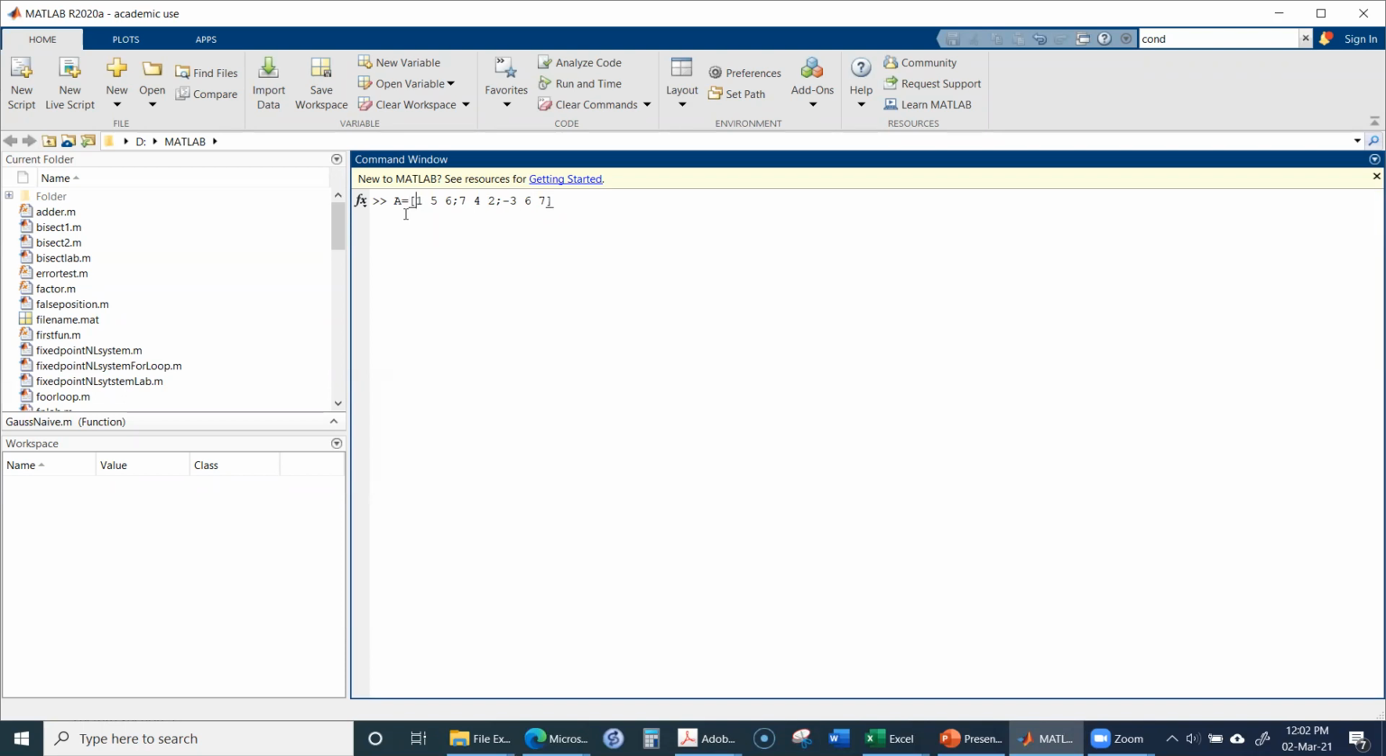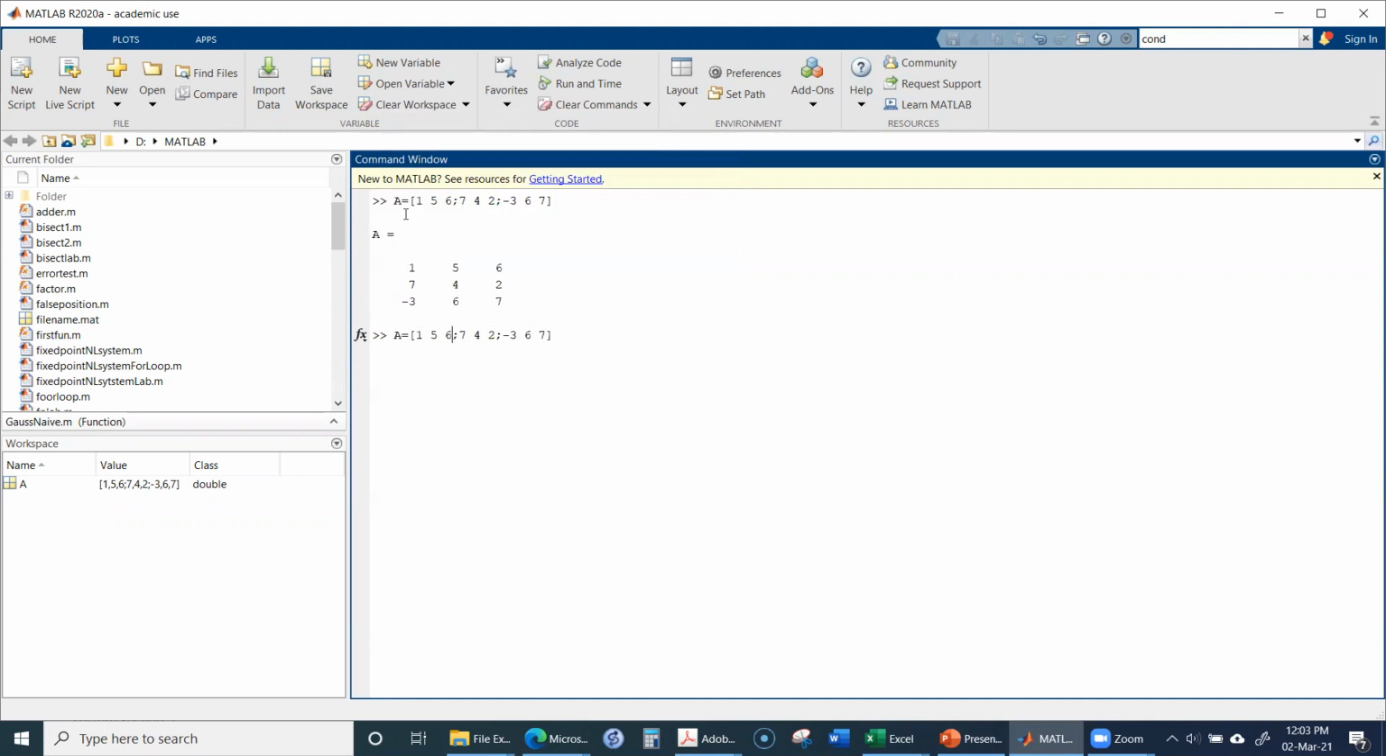There are various ways you can do it. I prefer to present it like this. So for example, 1, 5, 6, and I put a gap. You can even put a comma between them as well, but whether you put a comma or no comma, it's the same. And this semicolon shows that it is the end of the row, so the next entry will start in the second row, and like that. If I hit enter, it will show that the matrix is 1, 5, 6, 3, 7, 4, 2, -3, 6.